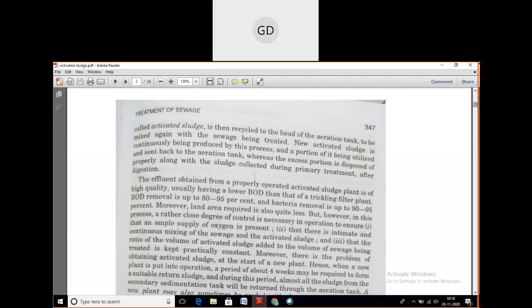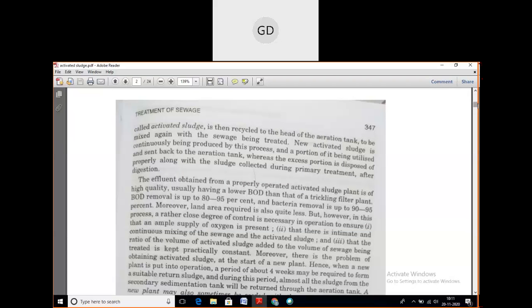Now the effluent obtained from the activated sludge plant is of very high quality, and it has a very low BOD compared to that of a trickling filter plant. The effluent from a trickling filter plant has a higher percentage of BOD. But in the activated sludge process, the BOD is generally low.